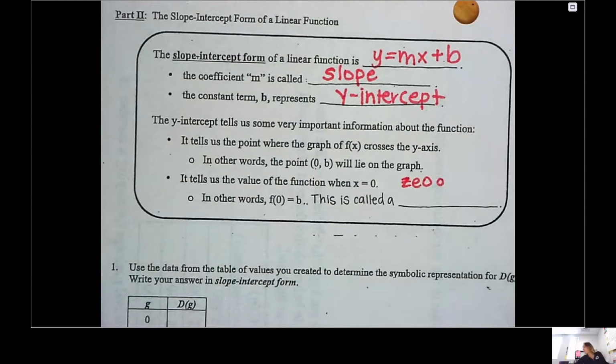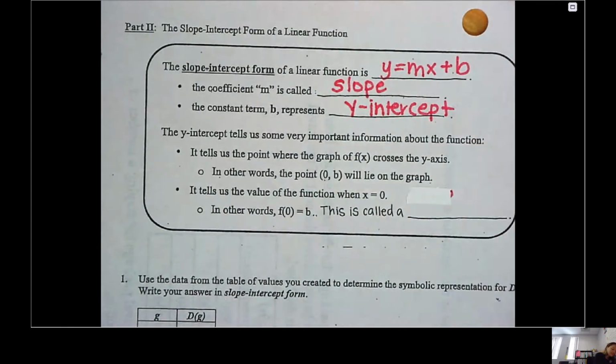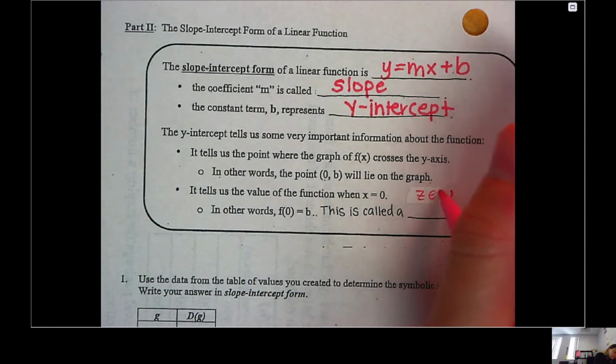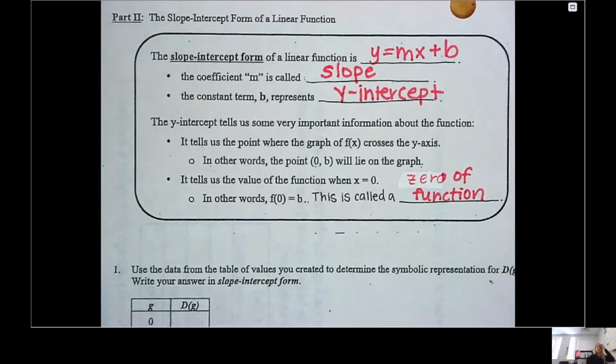Wow, I spelled 0 wrong. Oh my word. A 0 of the function. So it literally means where it crosses the y-axis, one of the numbers is a 0. Okay. So now we're going to use slope-intercept form when we go to write our equations. And that way I don't have to guess anymore when it comes to my input and my output. It's going to be exact numbers and you won't have to estimate anymore.